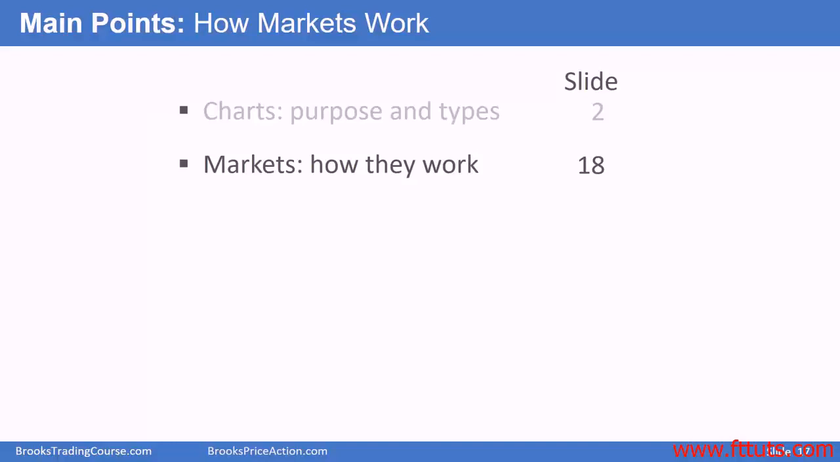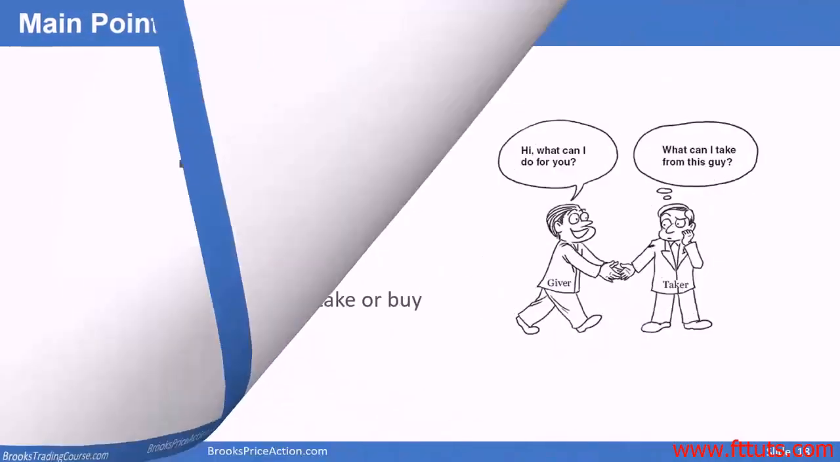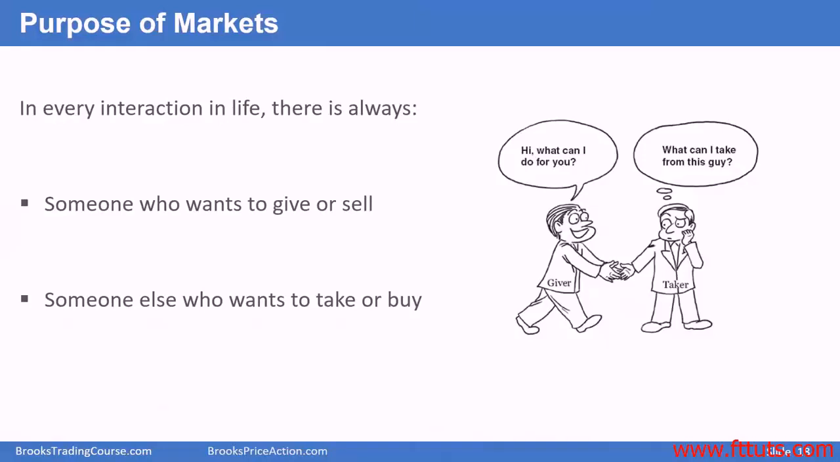You'll often hear people talk about the market, or the stock market, or the futures market, or the Forex market. There are many types of markets. In every interaction in life, there's always somebody who wants to give or sell something, and there's always somebody else who wants to buy something, and they trade between one another.